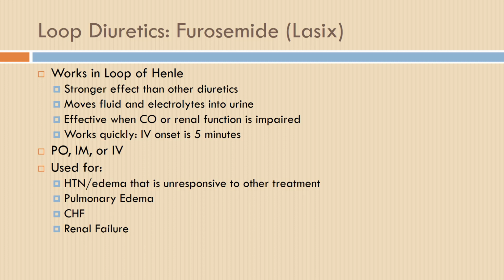Meds like furosemide are also used to treat CHF, renal failure, and pulmonary edema. Because furosemide will exert its diuretic effect even if blood flow to the kidneys is impaired, it is widely used to treat the fluid retention that accompanies kidney failure and CHF.